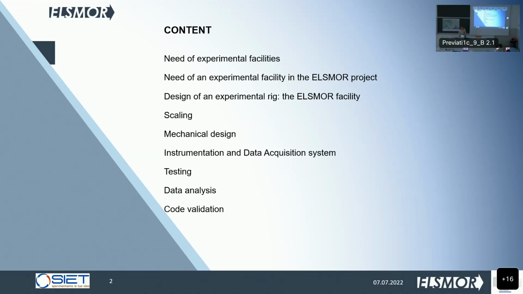Then I will speak about the scaling of a facility, the mechanical design, the instrumentation and data acquisition system, how to do testing, data analysis, and code validation. So these are the main topics of this speech.